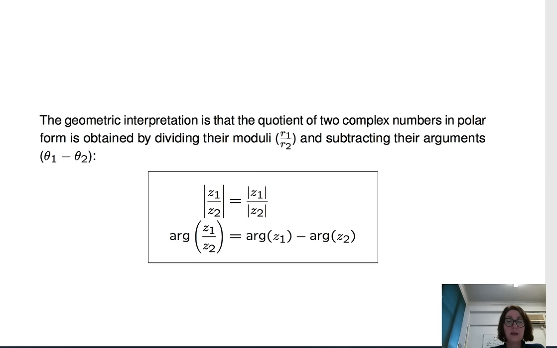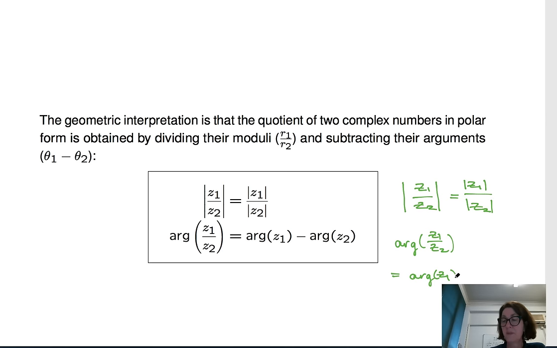What you'll find is that the interpretation of that quotient is that when you divide two complex numbers now and you take the modulus of the quotient, it's the same as the modulus of Z1 over the modulus of Z2. And when you take the argument of Z1 over Z2, it's the same as taking the argument of Z1 minus the argument of Z2. And knowing those basic properties is going to make calculations in complex numbers a whole lot easier.